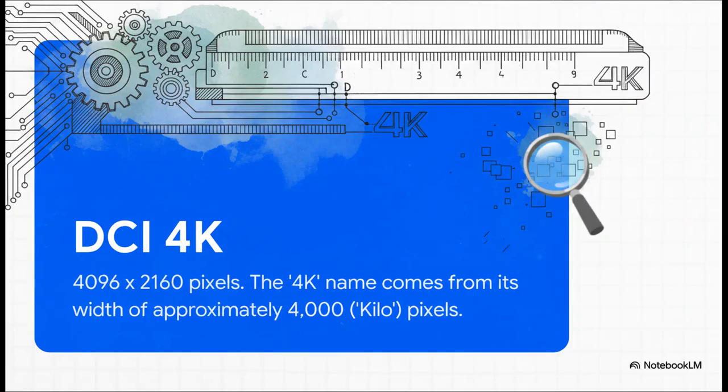So here it is, the one true scientific definition of 4K. It comes from the Digital Cinema Initiatives, or DCI for short. And their logic? It's super simple. They just measure the pixels going across, the horizontal width. So 4096 pixels wide, that's roughly 4,000, or 4 kilo pixels. That's it, end of story, just pure simple math.